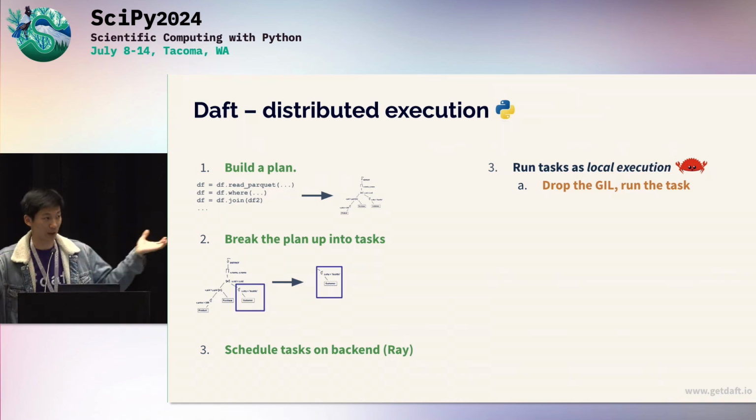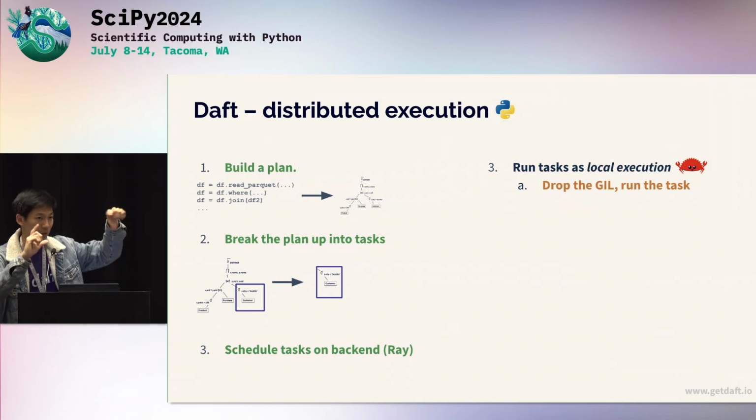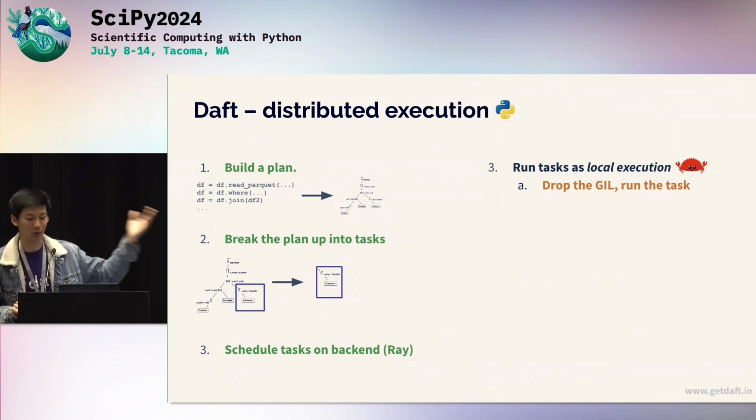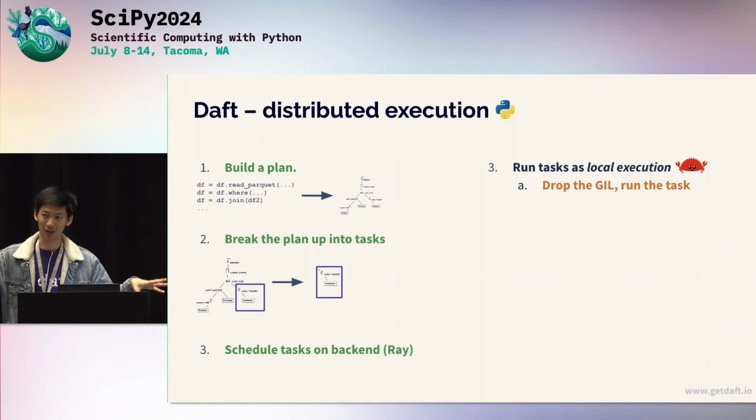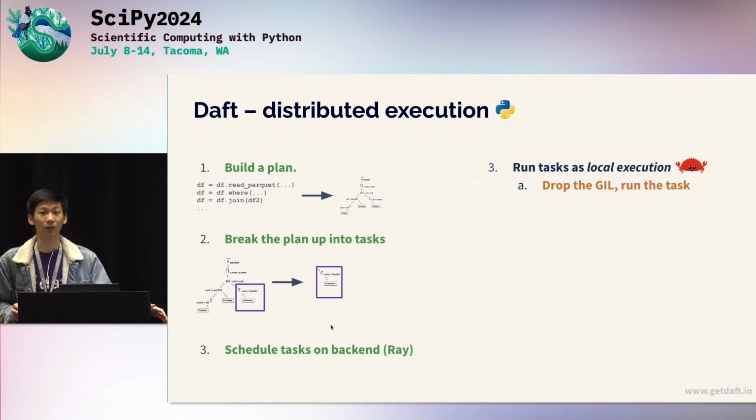When we go distributed, when you want to run us on multiple machines, it's a little bit more complicated. First, we build the plan. We break the plan up into tasks in Python, and then we schedule these tasks using Ray, which is a Python library. Once that happens, it goes into Rustland. Then we just drop the GIL and run the task. This is slightly more complicated because we have to navigate distributed computing, which Python has a lot of really good abstractions and frameworks for, and that's why we do that.